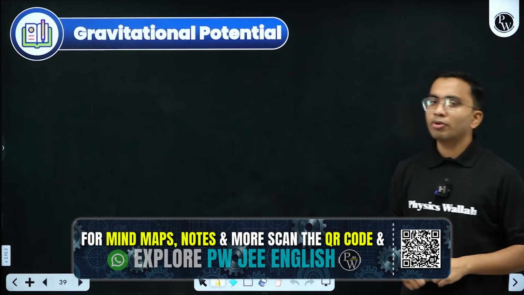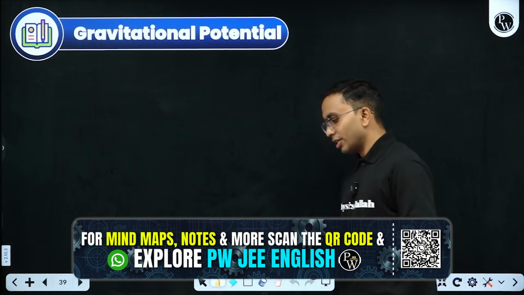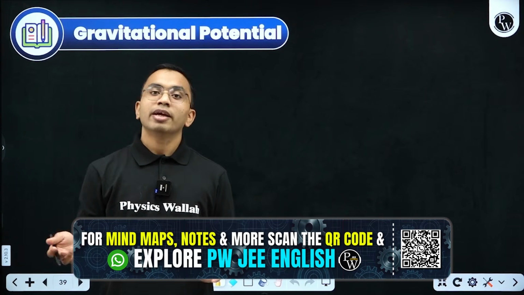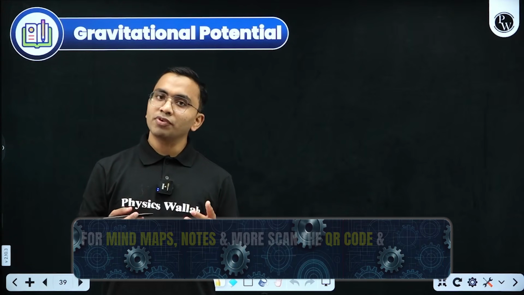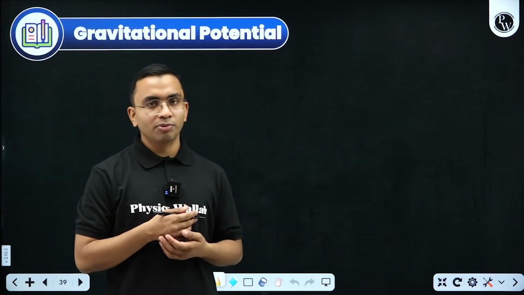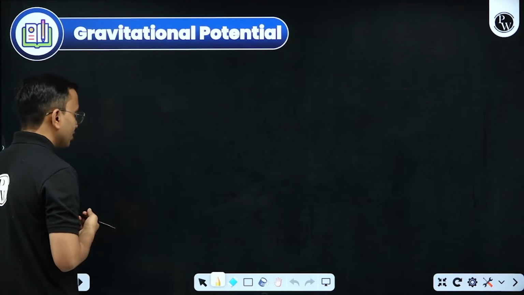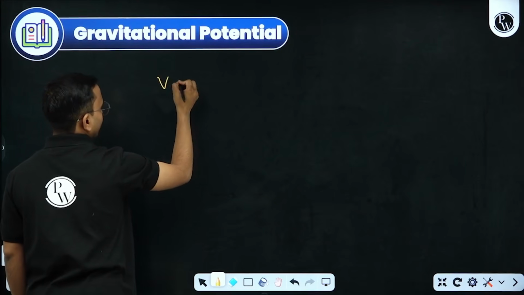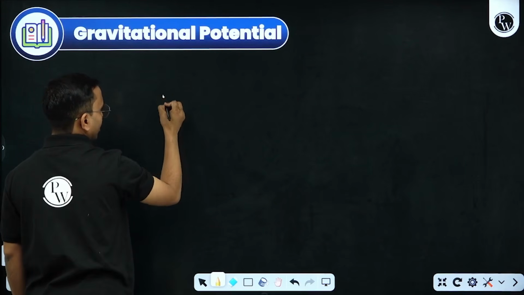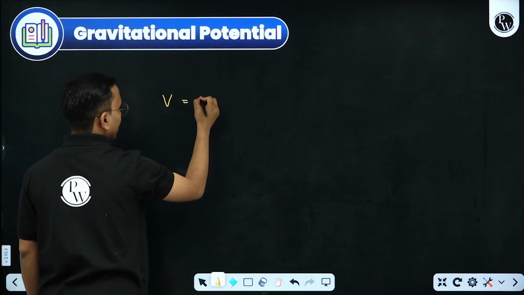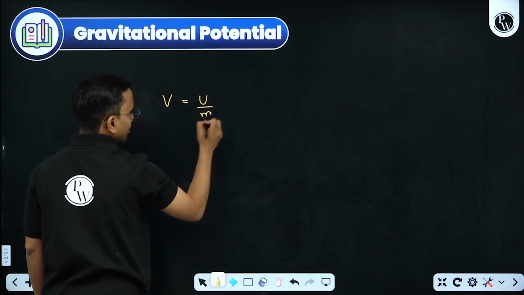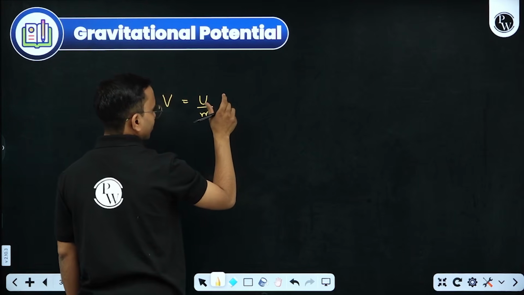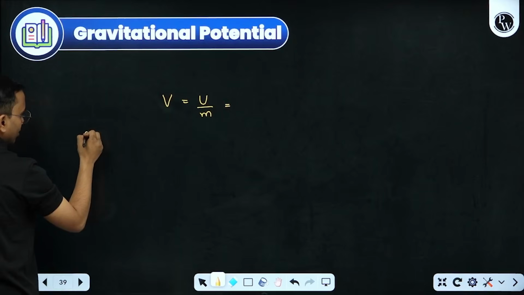Now let us talk about gravitational potential. Basically, potential is potential energy per unit mass. As we discussed in electrostatics, the potential was potential energy per unit charge. Here the potential is potential energy per unit mass. So when I say my potential at a point V, I will say it is the potential energy at that point divided by mass. What is the potential energy? I am considering here two masses. This was my mass m.